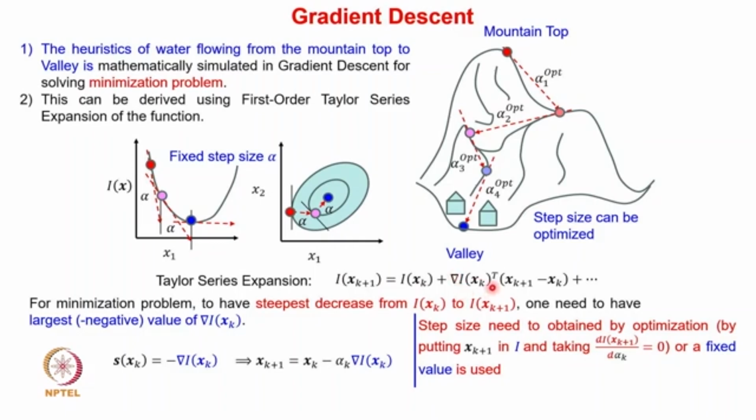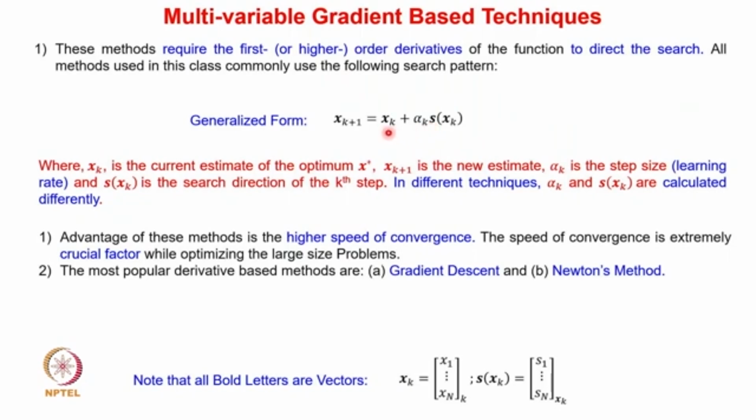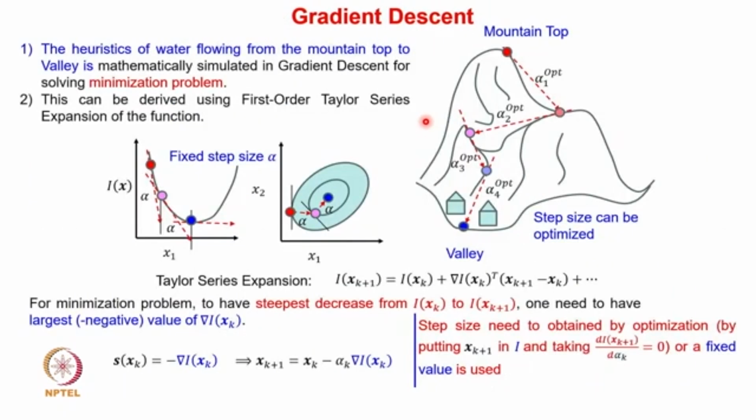So del I(xk) is used as a direction here, or rather the negative of del I(xk) is used as the direction. If we put this direction in the original equation, you can see that xk+1 is given as xk minus alpha k times del I(xk) by del xk. So we get the expression for gradient descent. That is what we have obtained. In this case you can see that alpha k is a step size.